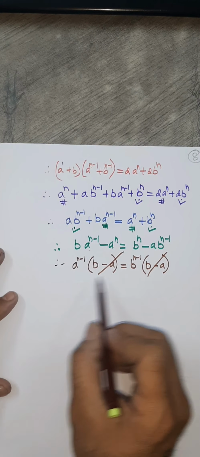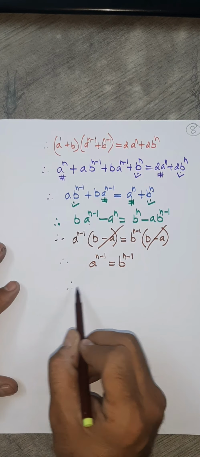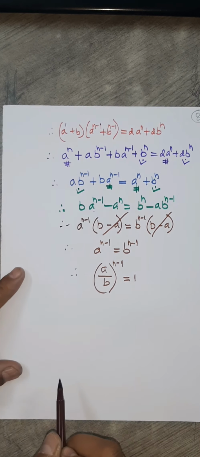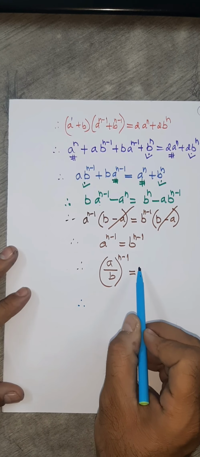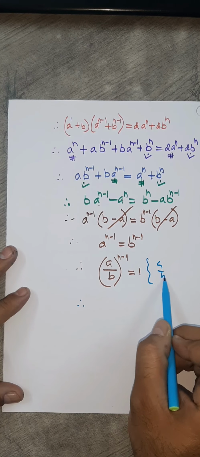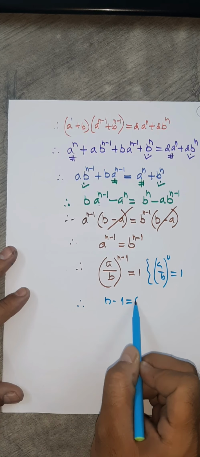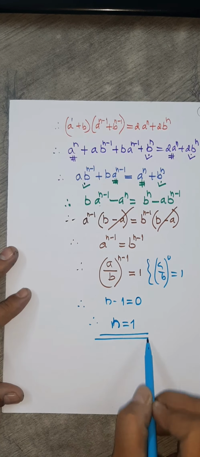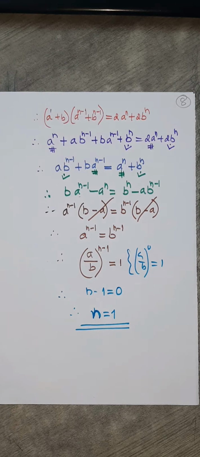Now this will get cancelled. Assuming that they are different, we are getting this. And that you can write like this: A by B, the whole raised to n minus 1 equals 1. Fine. And now, here, you can see that this is 1 only when you have raised to 0. You know, A by B raised to 0 is 1. Anything raised to 0 is 1. So therefore, n minus 1 has to be 0. Then and only then this is 1. And therefore, small n equals 1. That's what you had observed in the beginning. Now we have derived this. The small n has to be 1.